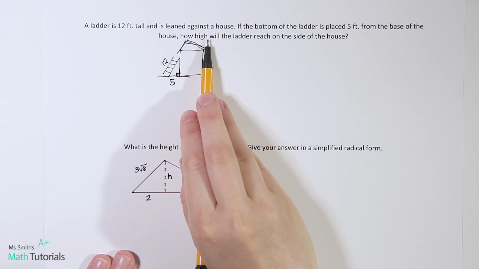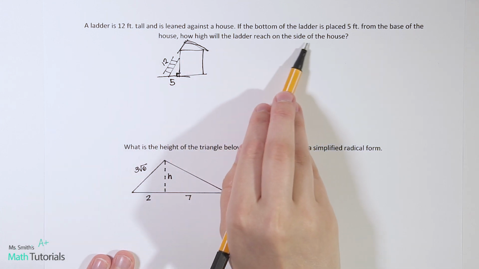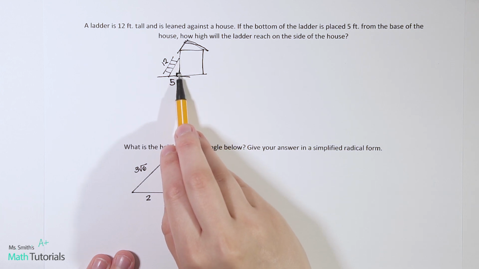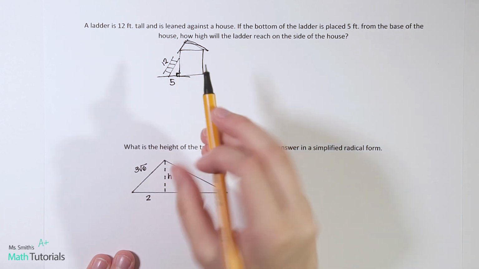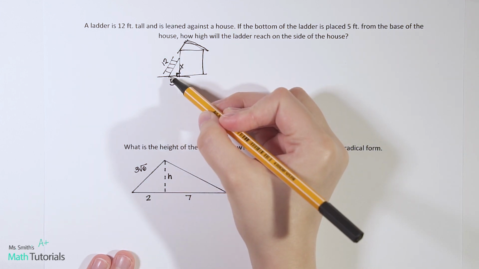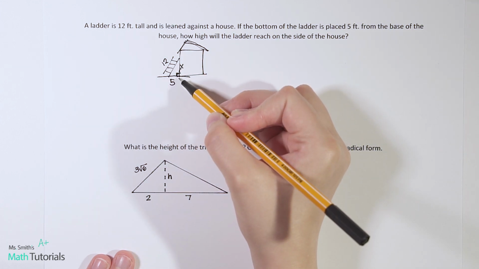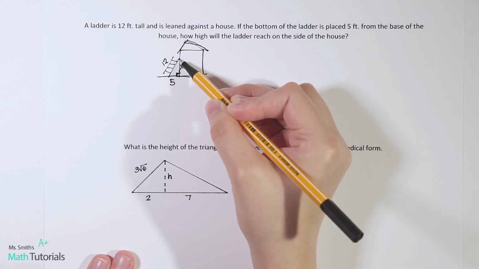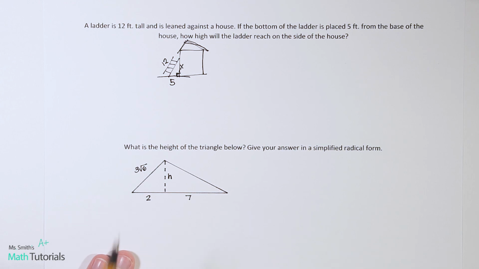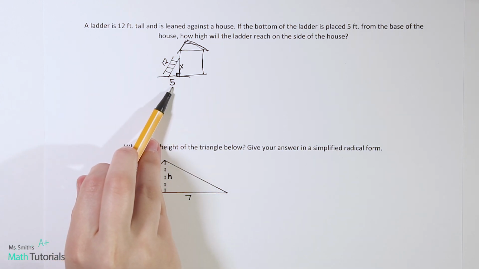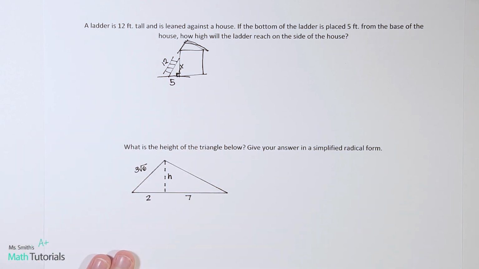Now it asks us how high will the ladder reach on the side of the house? So that's going to be right here. How high up the house is this ladder? We're going to call that our x. So hopefully you can see through my very elementary drawing that we've created a right triangle here, and we know two sides. We know the hypotenuse and we know one leg, but we need to know the other leg. So let's go ahead and write our equation.